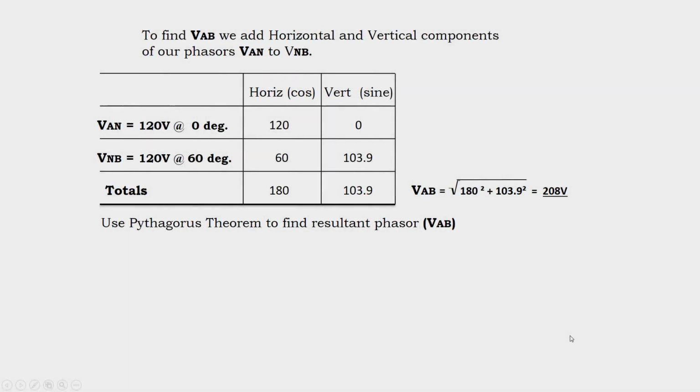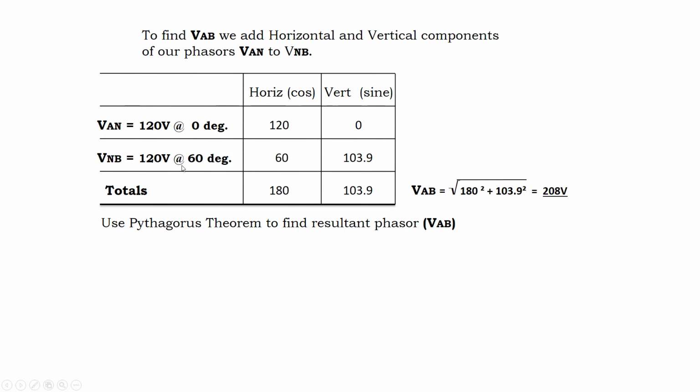Okay, so we can add up our two voltage vectors using our traditional horizontal vertical chart, where we take each voltage and break it down to its horizontal and vertical components. In this case, if we break down 120 to its horizontal and vertical components, we multiply 120 by the cosine of 0 degrees, and that of course is 120. We take 120 times the sine of 0 degrees, and it is 0.